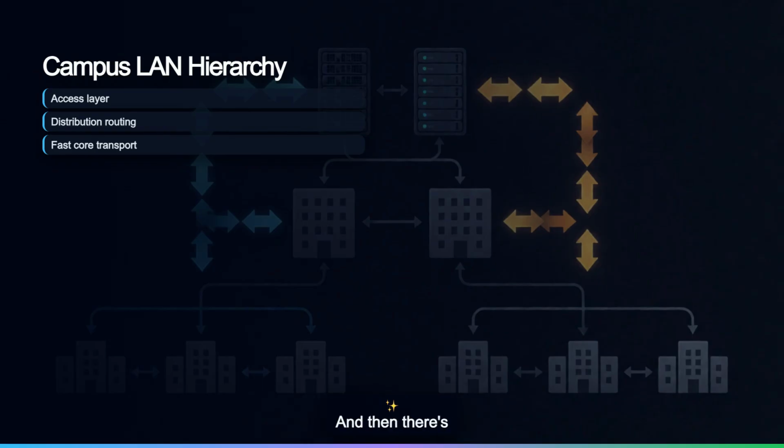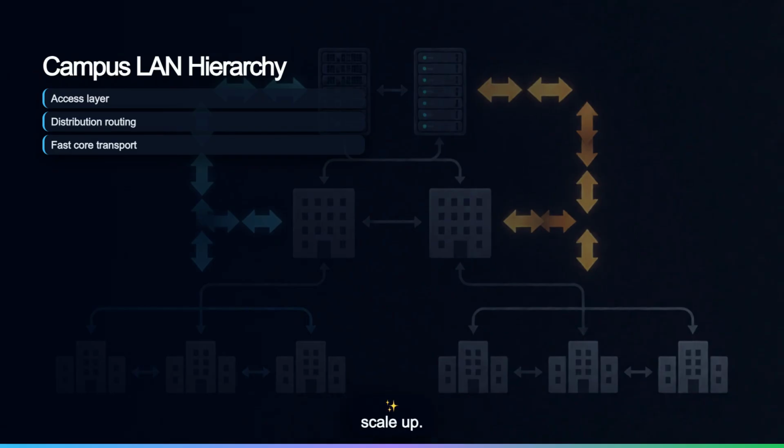And then there's partial mesh, the compromise. Certain devices get full mesh connectivity, while others don't. You'll spot this pattern between access and distribution switches in campus LANs. Access switches connect to both distribution switches, partial mesh, but not to each other. Most networks are hybrids, mixtures of these patterns. Your job? Recognize the recurring shapes and choose the right one for the job.